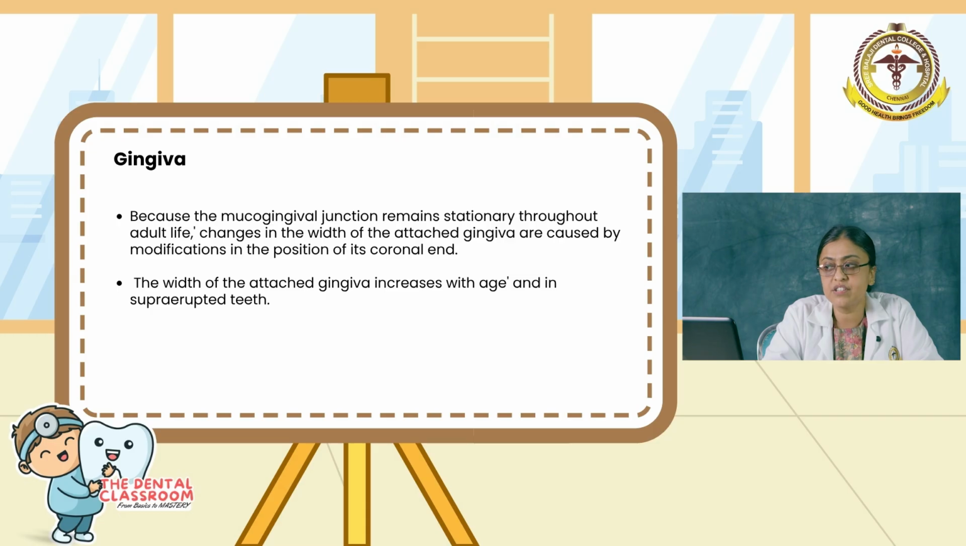Because the mucogingival junction remains stationary throughout adult life, changes in the width of attached gingiva are caused by modification in the position of its coronal end. The width of attached gingiva increases with age and in supra-erupted teeth.